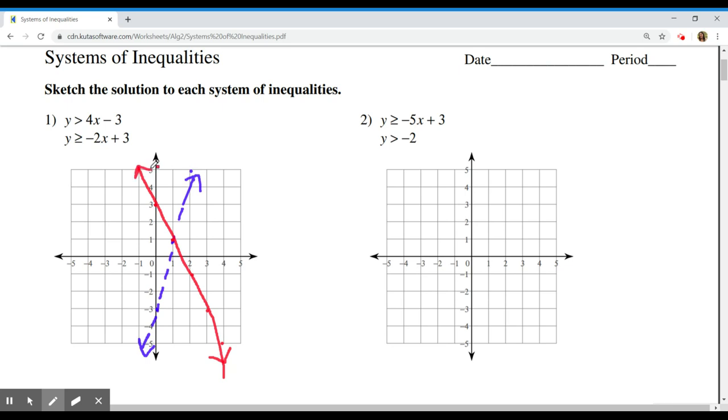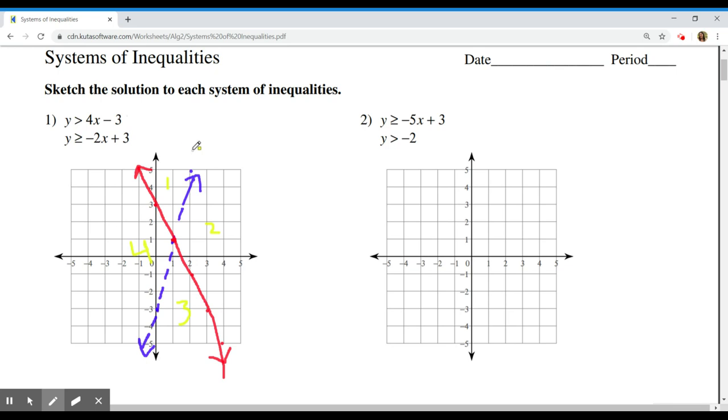Okay, if this was just a system of equations, this point of intersection would be that one point that happens to work for both. But since it's a system of inequalities, we've created 1, 2, 3, 4 regions within our graph. So our task right now is to figure out which one of those works for both.